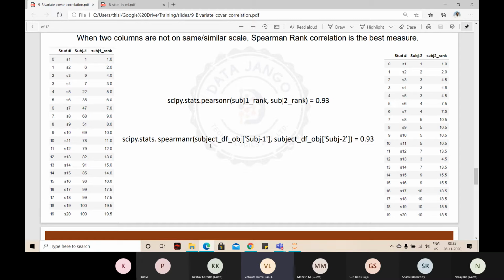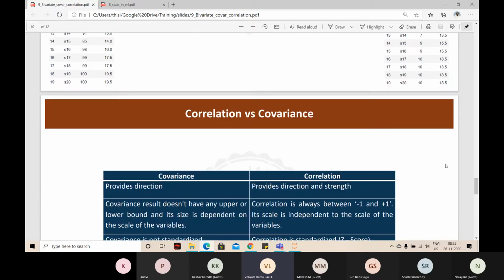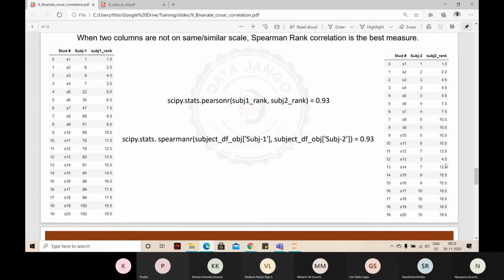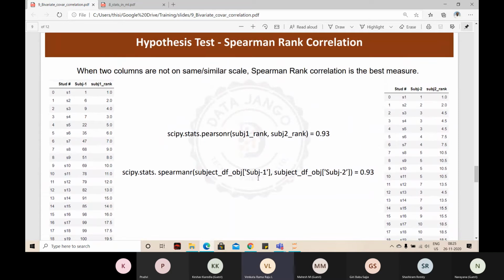Spearman correlation is also called rank correlation, because you take the original data, find out the rank, and then calculate the correlation. Got it? What is the difference between Spearman and Pearson? Any questions here?